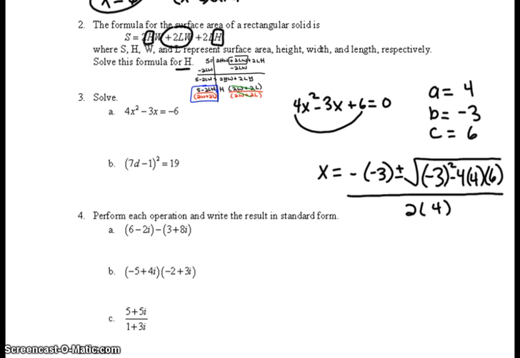Okay, I'm going to start off with the discriminant. Okay, -3 squared is 9, and 4 times 4 times 6, that's going to be 16 times 6, which is 96. And I can see here that 9 minus 96 is going to be -87.